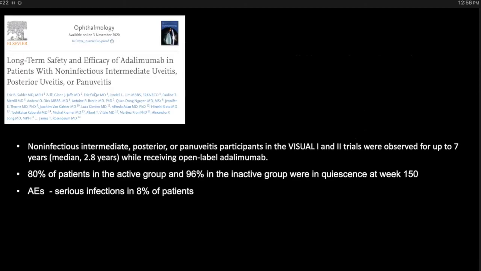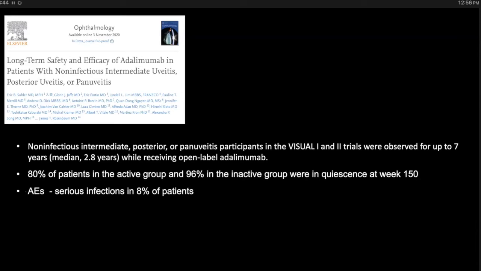Similarly, this is the long-term safety and efficacy data from the VISUAL 1 and VISUAL 2 trials when these patients were observed for up to 7 years. And interestingly, again, 80% of patients in the active group and over 96% in the inactive group were quiescent at year 3. That's week 150.